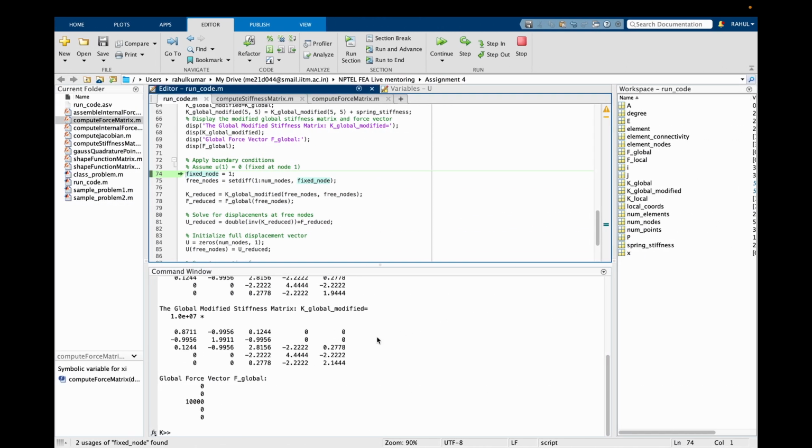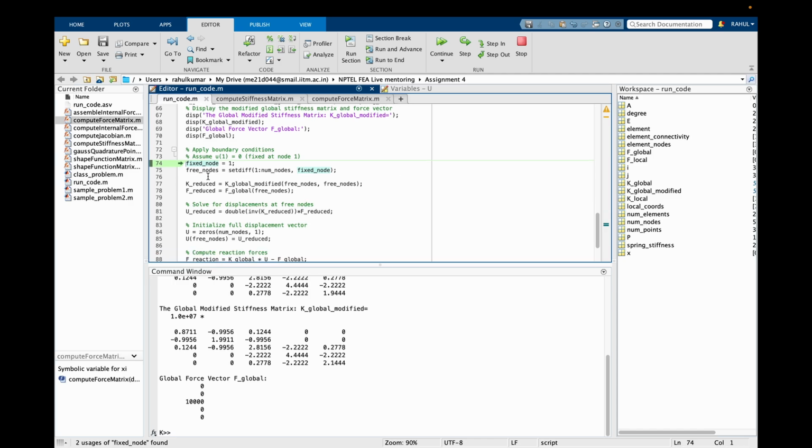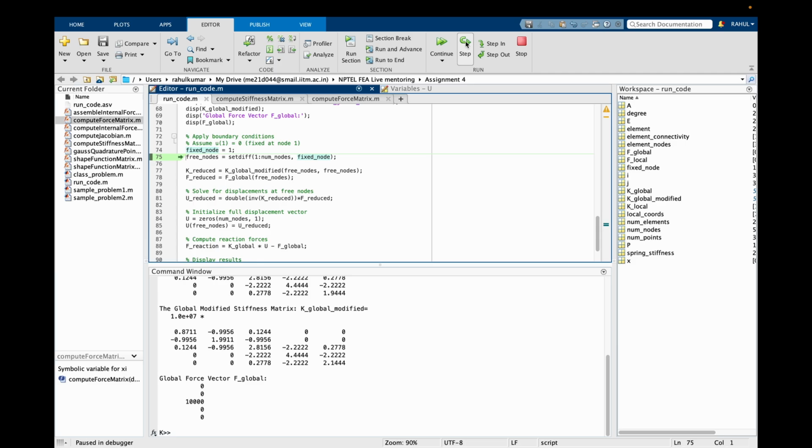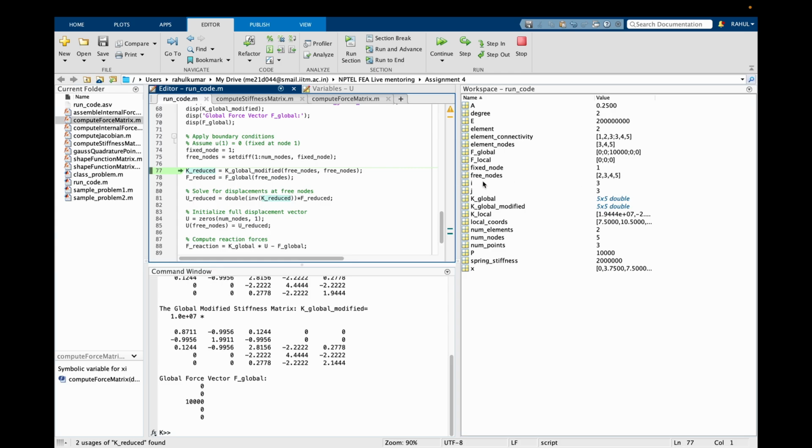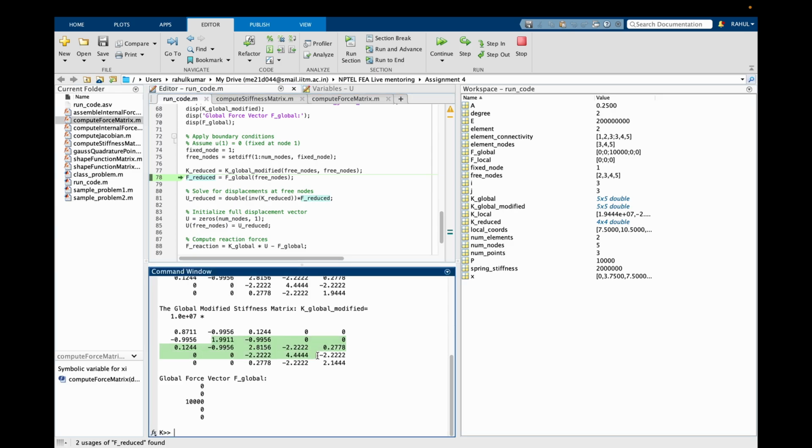Now, the node I have fixed is node 1, because there is a displacement boundary condition that is 0. So it will create the free nodes, that is 2, 3, 4, 5. These are free nodes. Now I will get the K reduced matrix. What is the K reduced matrix? This part is the K reduced matrix, that is a 4 by 4 matrix.